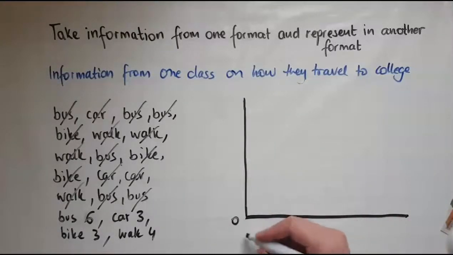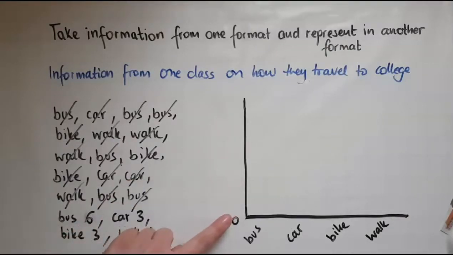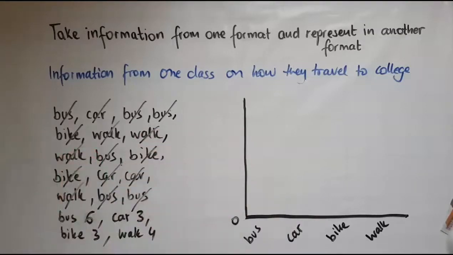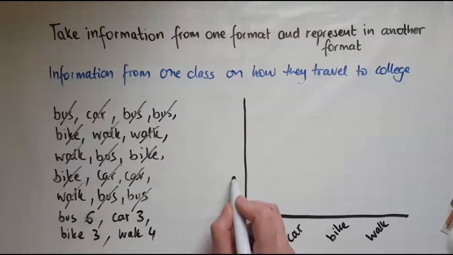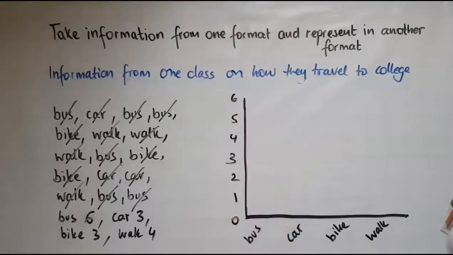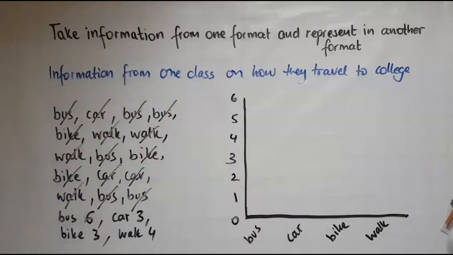So we've got bus, car, bike, and walk, and the numbers will go up. The highest it goes is 6, so let's see if I can do them going up in 1. So 1, 2, 3, 4, 5, 6, and that's exactly it. So that is a good idea. If I didn't have enough space, I might think of going in jumps of 2, so I'd have 2, 4, 6, 8, and so on, but that's not needed here.